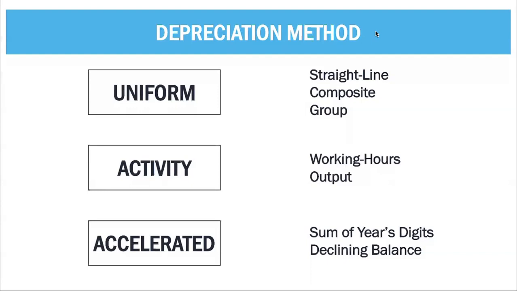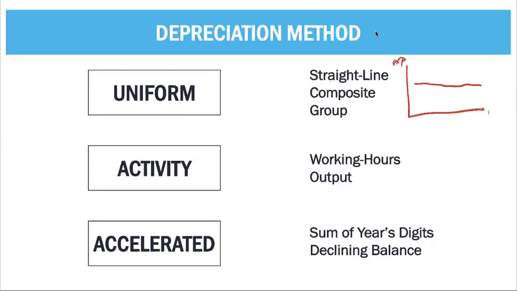First, uniform. When we say uniform, this is based on an equal type of depreciation. So normally, depreciation expense over the years will remain the same. So this is the amount of expense, this is the years. As years pass by, the depreciation is static or uniform. So equal lang yan.